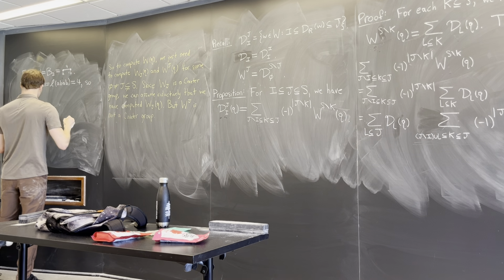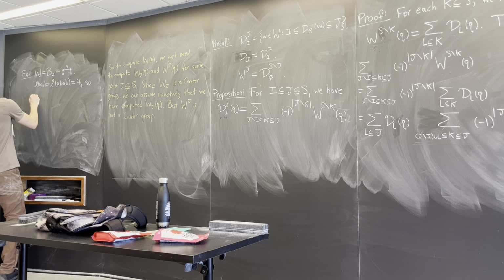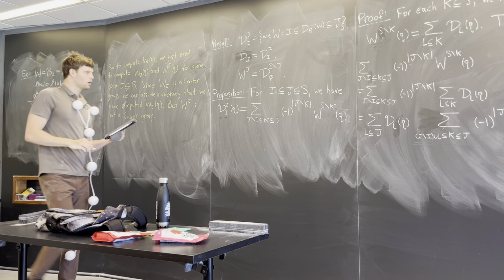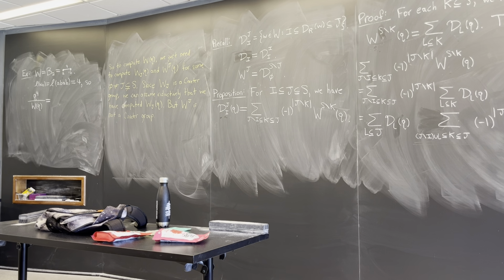So if I use this corollary, I can say Q to the 4th divided by W of Q is, well, okay, so I want to sum over all subsets of my set of simple reflections. There are only 2 simple reflections, so there are only 4 subsets. And for each one I take this thing.